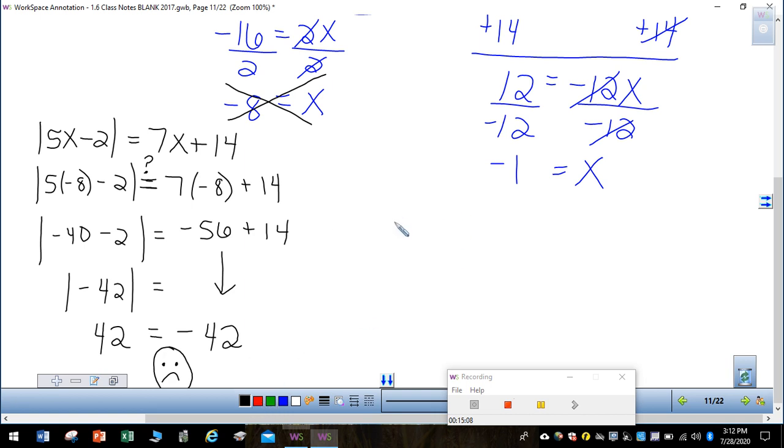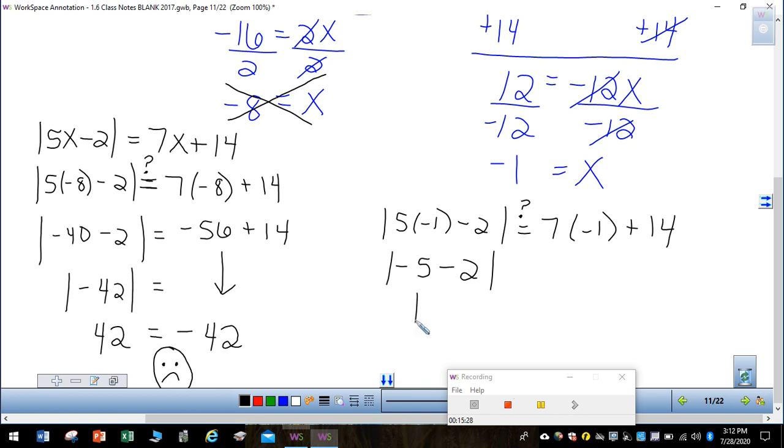Let's do a similar process here to check the solution of negative 1. So we'll start by plugging negative 1 in for x. Here's my little question mark because we're checking to see if the two sides are equal. So 5 times negative 1, we get negative 5. Negative 5 minus 2 is negative 7. And the absolute value of negative 7 is positive 7.